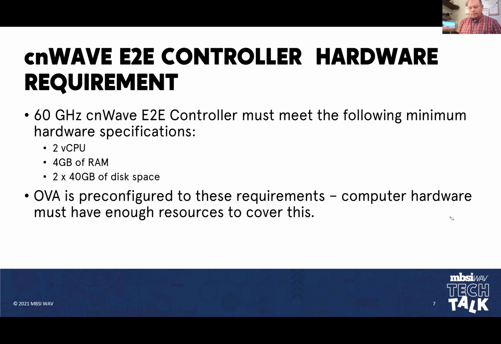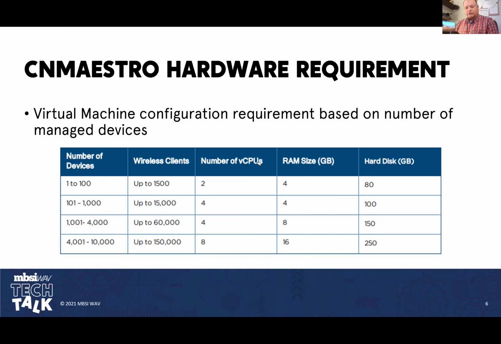All right, so the E2E controller, according to the user guide, has to meet these minimum requirements. So we've got our requirements for Maestro here. So I've got the small. If we're going to do a small network, we're doing 2 cores and 4 gigs of RAM. This is the default that gets deployed when we import the OVA as it is downloaded from the Cambium support site.